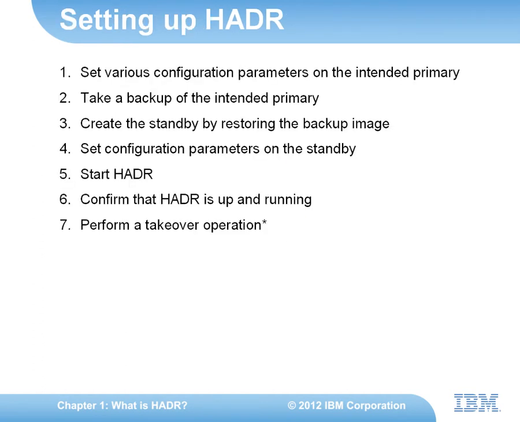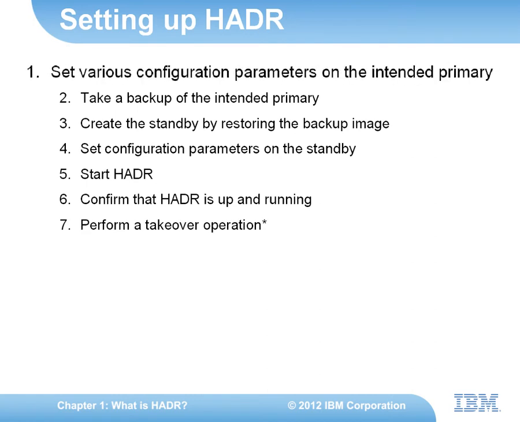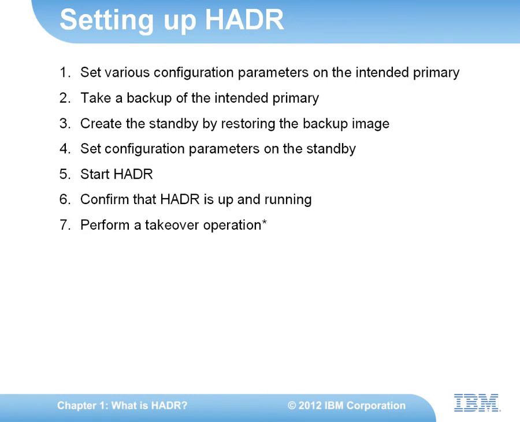Let's go over what we need to do to set up HADR. Let me be clear that we'll be using a pretty generic scenario here. You can do a fair bit more tweaking after you're more familiar with HADR. First, we set various configuration parameters on the intended primary. A few of these are logging related, but most are specific to HADR. There are various methods for creating the standby database. For our example, we're taking a backup of our intended primary and we'll be restoring it to the intended standby.